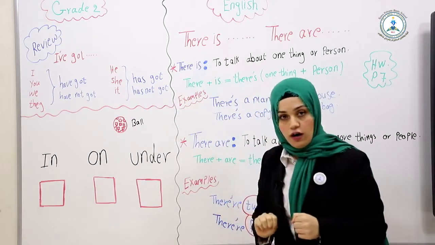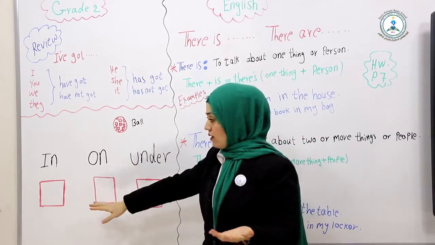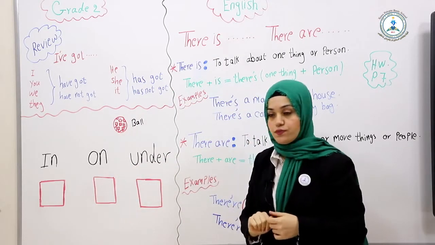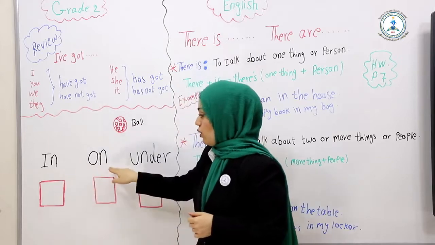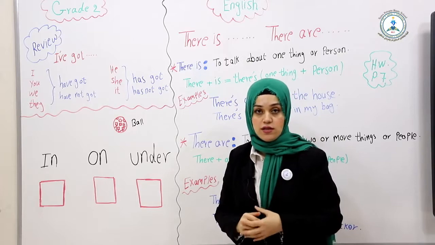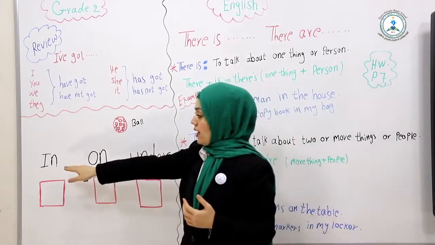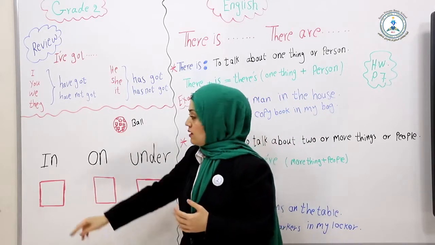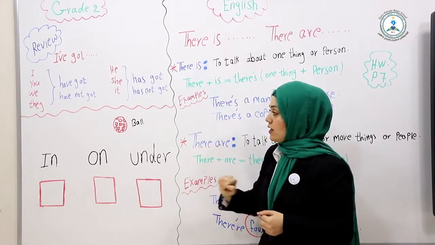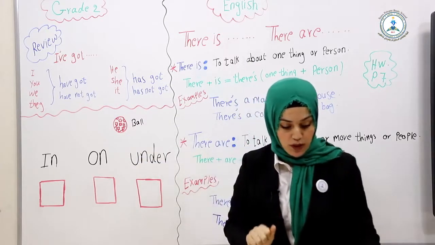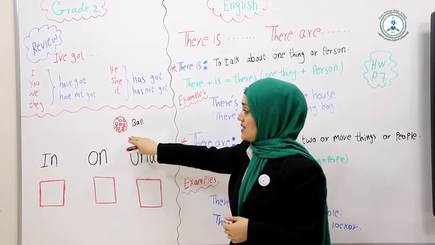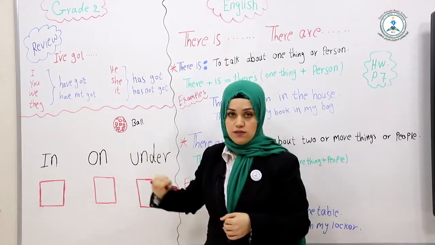Besides there is and there are, let's talk about something else, which is in, on, under. These are prepositions, prepositions of place. In, on, under. We have this ball, okay? We have this ball. We want to place this ball in this box.